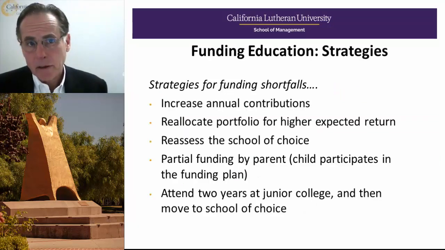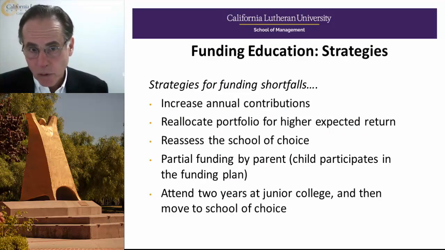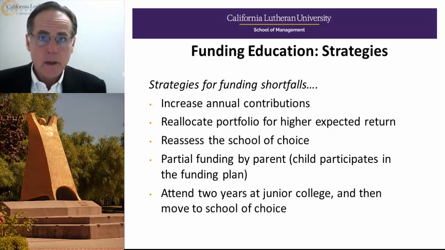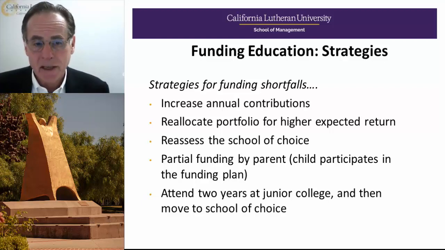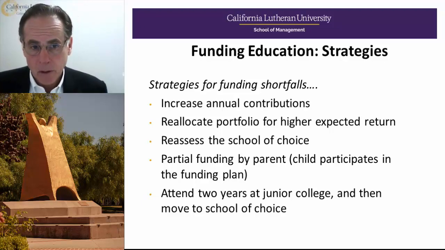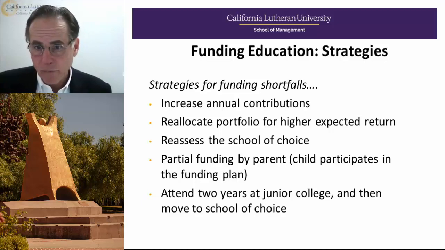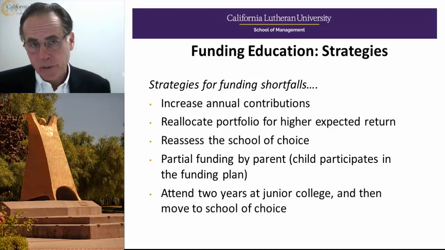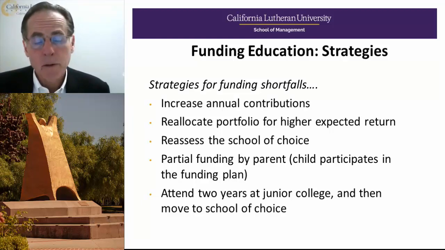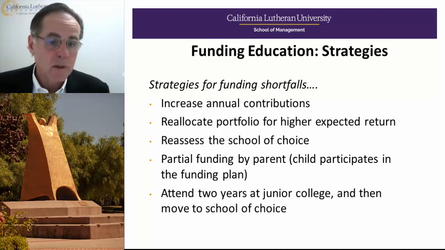Strategies for funding educational shortfalls. Given enough time until the start of college, and enough time means enough time for the compounding to kick in a little bit, you can recommend that increased annual contributions will be needed. You might be able to reallocate the portfolio for higher expected growth. So in our example of 15 years, and 5 years in, we realize that we're falling behind. With 10 years to go, you might have the ability to do that. With 2 years to go, you wouldn't.